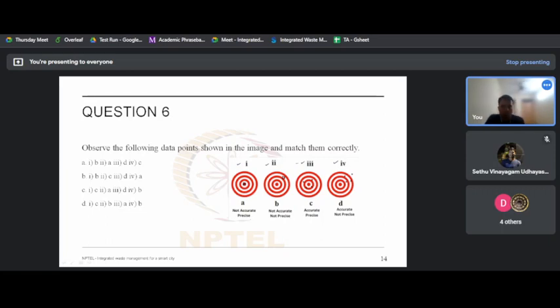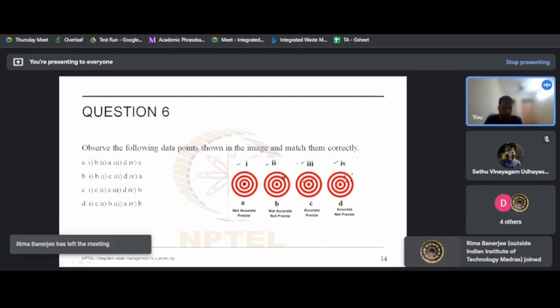So if we consider the first one, we can see all the points are on the bullseye. It means there is high precision. Whenever a point is detected, it is in the center, and the accuracy is also very high. So it is always in the center, which is considered the highest accuracy. So when we see one, it should connect with accurate and precise both. So one gets connected with C.